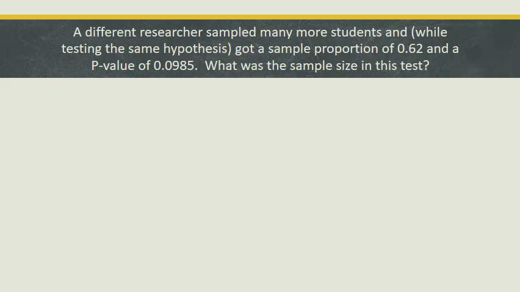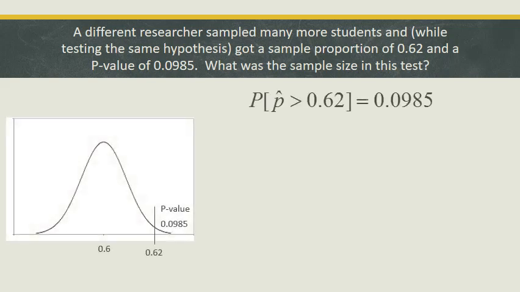Okay, we have the same question and hypothesis from before. This time we have an unknown sample size. P hat is equal to 0.62, and the p-value is 0.0985. Here is the distribution once again. P-value is the probability of getting a result as or more extreme than the sample proportion. So the p-value is the area in the right tail beyond 0.62.